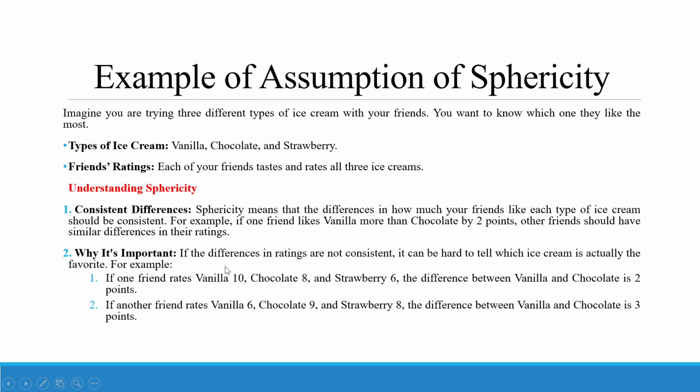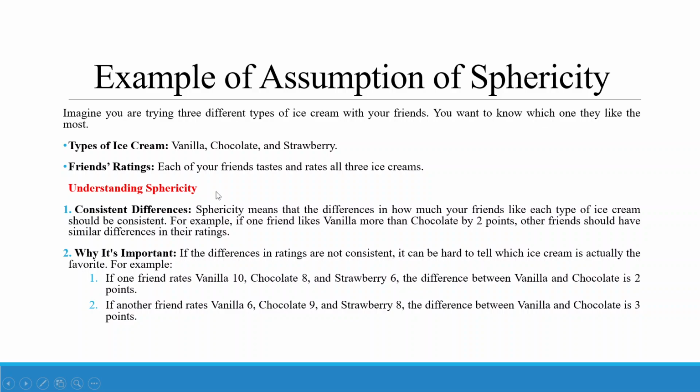Let's take one more example to make you understand what the assumption of sphericity is. A layman example. Imagine you are trying 3 different types of ice creams with your friend. You want to know which one they like the most. The ice creams you consider for this are vanilla, chocolate and strawberry. Friends have to give the rating. Each of your friends tastes and rates all the 3 ice creams.